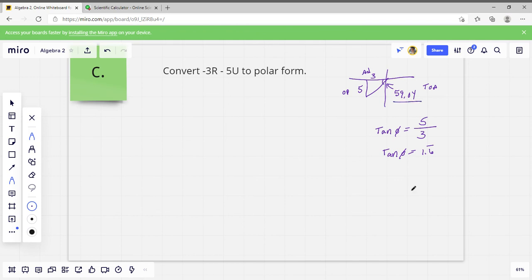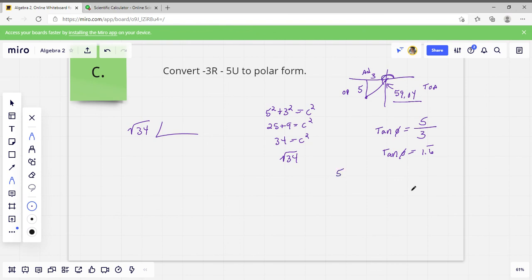And then we've got to figure out how long it is from there to there. So we're going to say 5 squared plus 3 squared equals c squared. That's 25 plus 9 equals c squared. That'll be 34 equals c squared, so it will be the square root of 34. Alright, so our answer is going to be the square root of 34 at our angle. And our angle is not 59.04 because we still have this 180 we have to add to it.